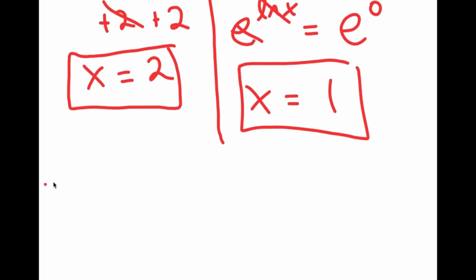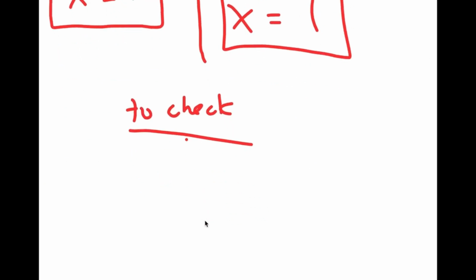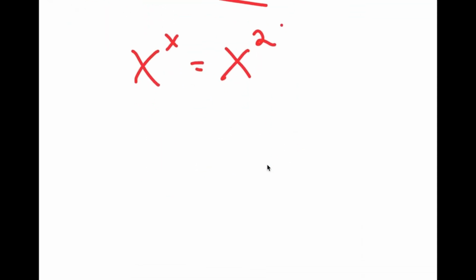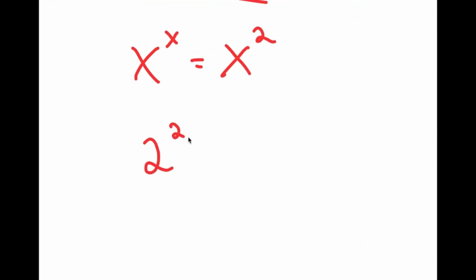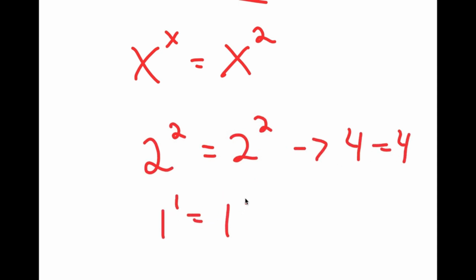So now to check, my equation is x to the power of x is equal to x to the power of 2. So if I plug in 2, I get 2 to the power of 2 is equal to 2 to the power of 2, meaning 4 is equal to 4. If I plug in 1, I get 1 to the power of 1 is equal to 1 to the power of 2, meaning 1 is equal to 1. So both of them are right.